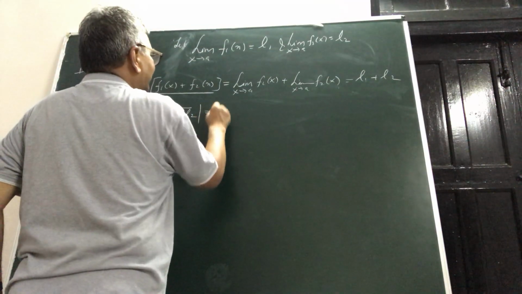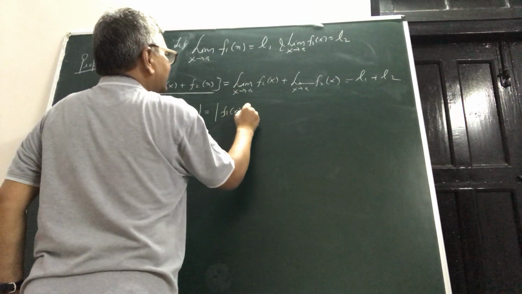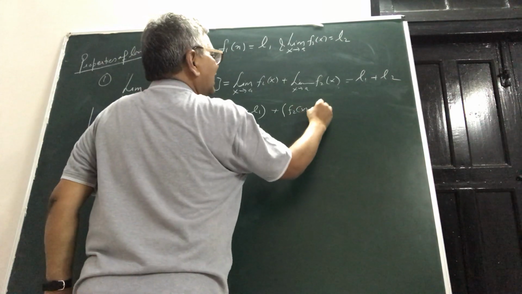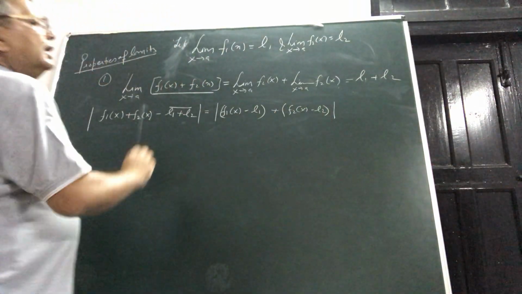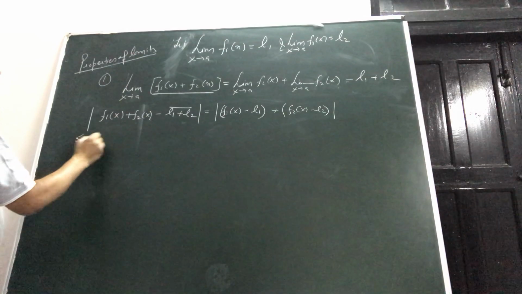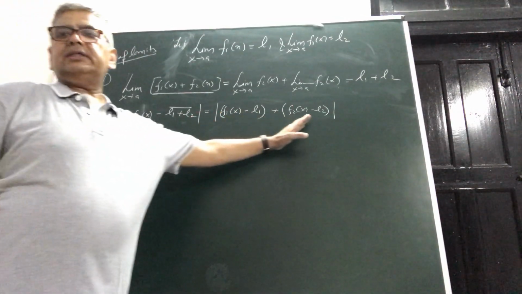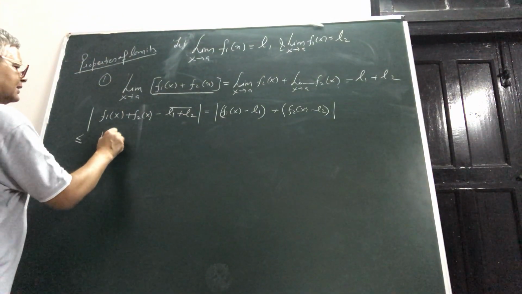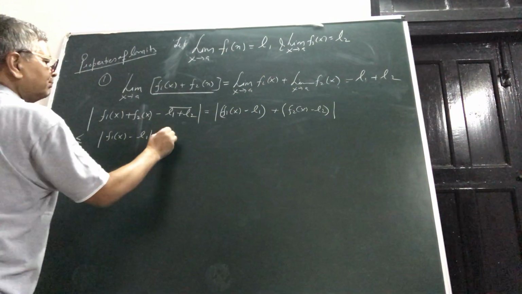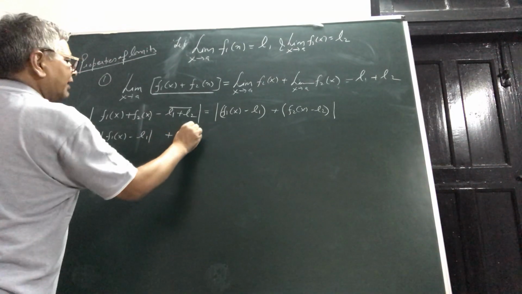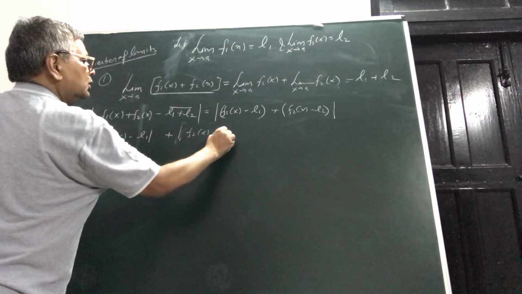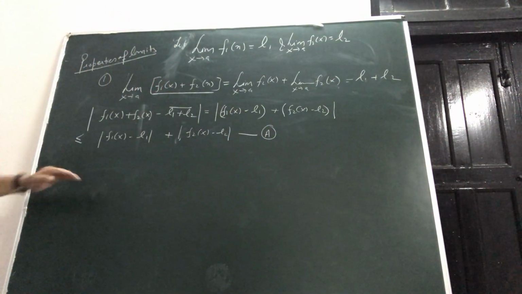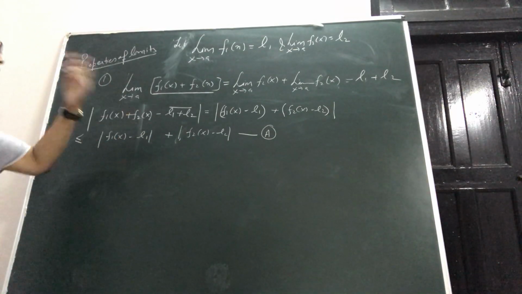So this thing I can well write as modulus of (f1(x) minus L1) in one bracket plus (f2(x) minus L2) in the other bracket. Now this is less than or equal to what? Modulus of z1 plus z2 is less than or equal to mod z1 plus mod z2. So employing that result, this is mod of f1(x) minus L1 plus mod of f2(x) minus L2. And this result I will be writing as A, because ultimately I will be substituting my value here.